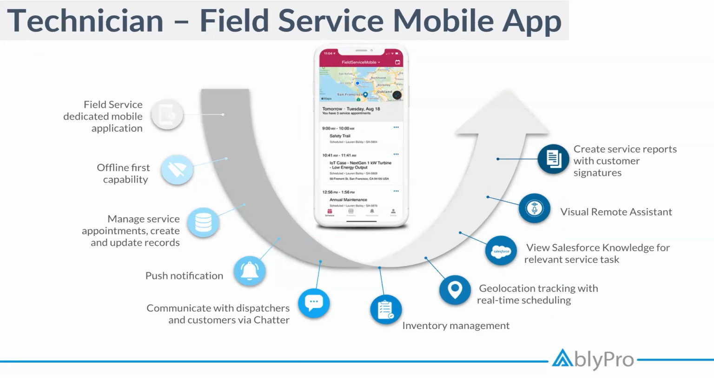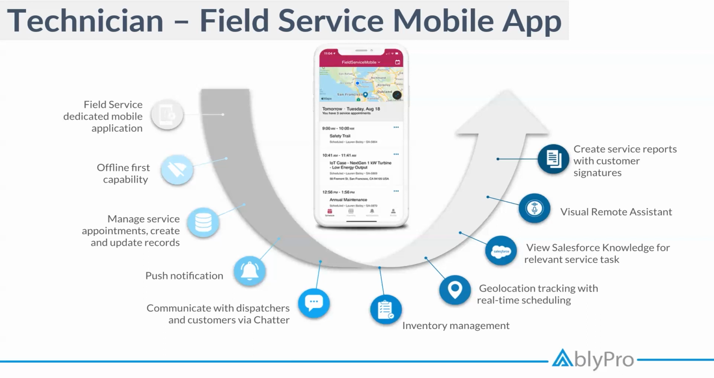This has a lot of features in it. Once again, it's a dedicated application. It has offline-first capabilities. What that means is, let's say a technician is somewhere where they don't have internet reception. They're in a warehouse or they're in the basement or something of that nature. If they don't have an internet connection, they have all the information already primed or stored in the app on their device, so that they can service that service appointment that's needed.